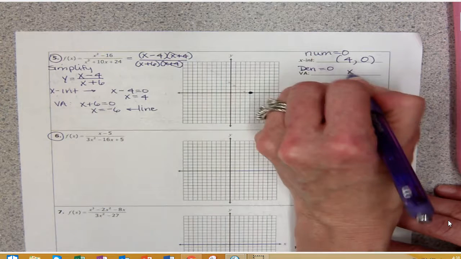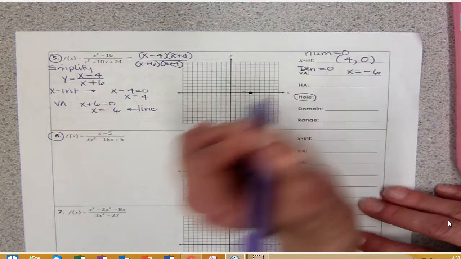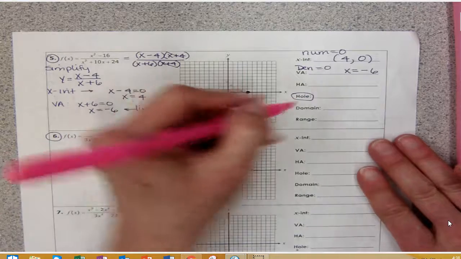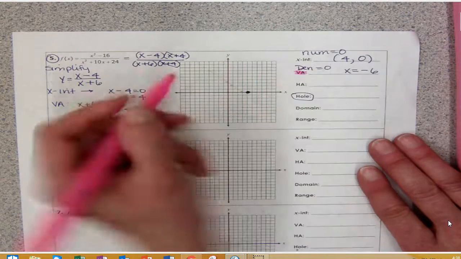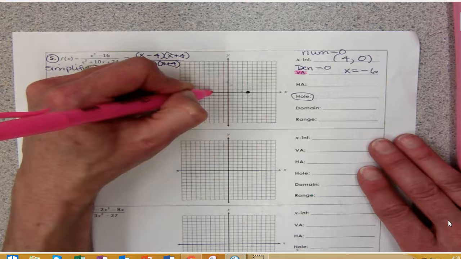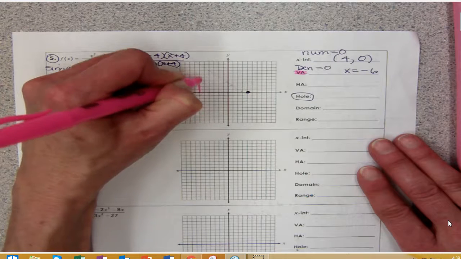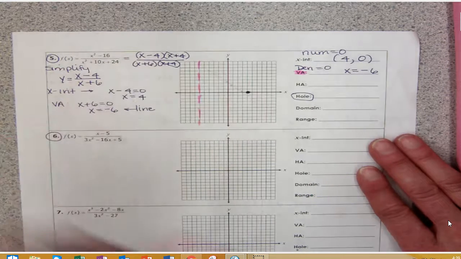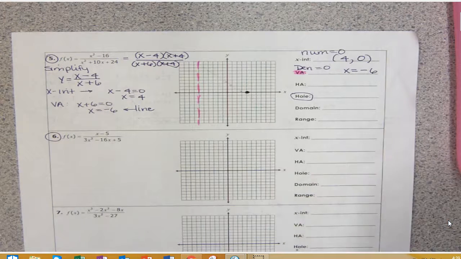So I need x equals negative 6, and when I graph it, I'm going to graph it as a line. My friend tells me it's going to be a vertical line, plus it's a vertical asymptote. So I know it's going to be vertical at negative 6: 1, 2, 3, 4, 5, 6. So I know that there's going to be that restriction on my domain at negative 6.